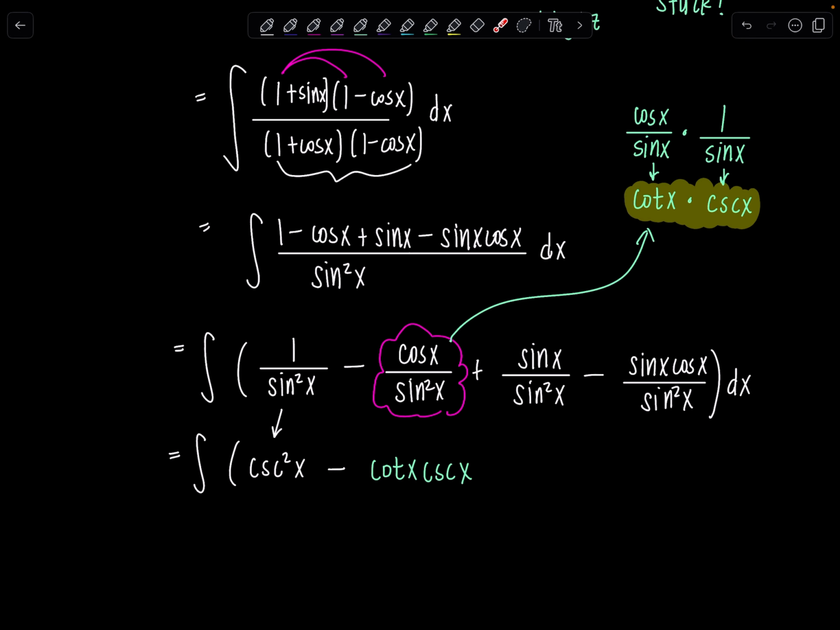Next term, sine x over sine squared x. Well, I can cancel out one of the sine x's, and then 1 over sine x is cosecant x. Ooh, do we know the antiderivative of cosecant x? We should. The way to derive it is not very intuitive, so that's one that I recommend memorizing. And then lastly, over here, this sine x also cancels with one sine x in the bottom. So the last term is minus cotangent x. Again, yep, that's one you should just memorize.